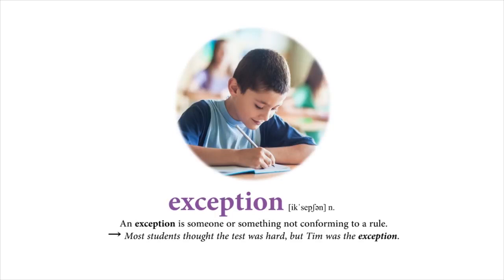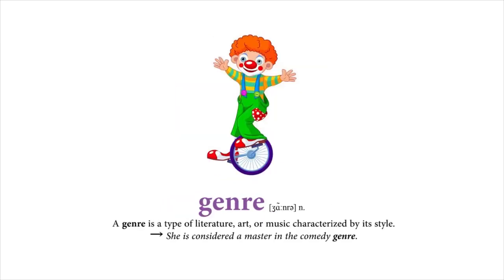Exception. An exception is someone or something not conforming to a rule. Most students thought the test was hard, but Tim was the exception. Genre. A genre is a type of literature, art, or music characterized by its style. She is considered a master in the comedy genre.